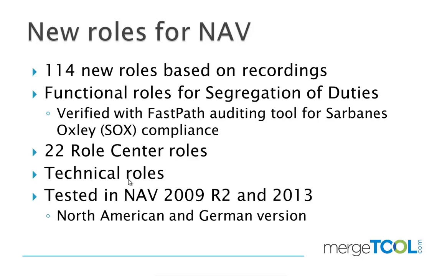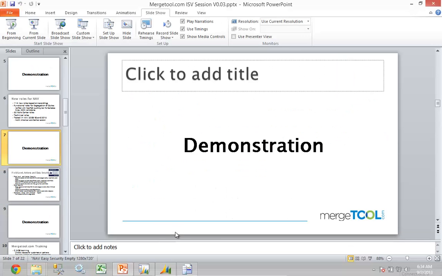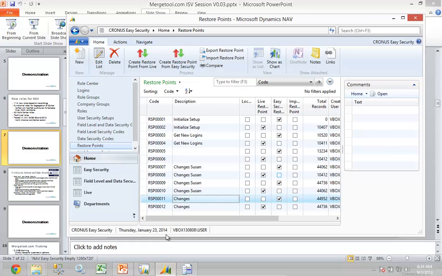We have a bunch of technical roles. We tested this in 2009 R2 and in 2013. We have recorded both against the North American and the German version of the database. So all these changes that go for cash management in Germany, where suddenly all your permissions between 2009 and 13 don't work any longer because tables have changed numbers, all those things are included in these roles that we have tested in here. So let's go do a demonstration of that one also in here.